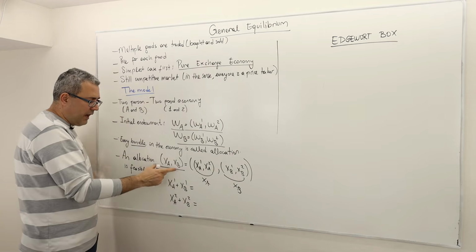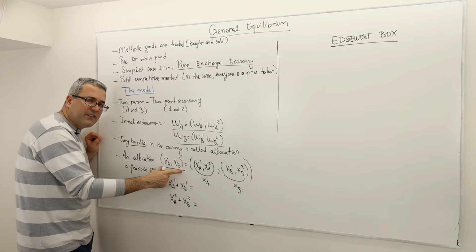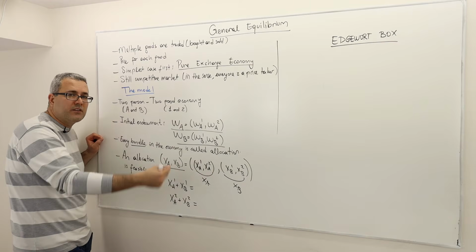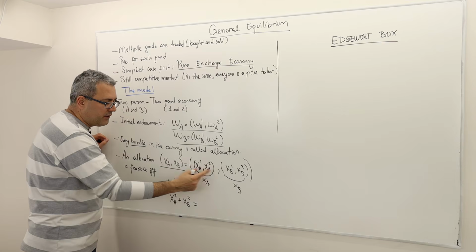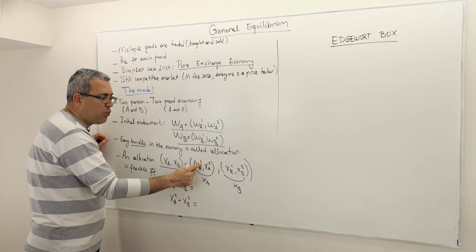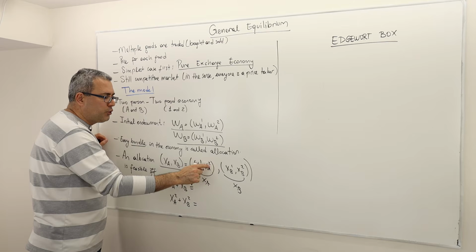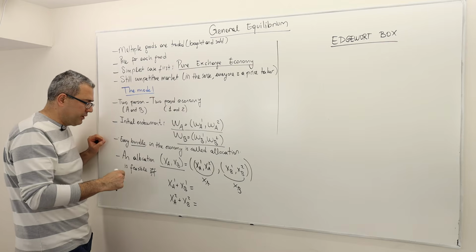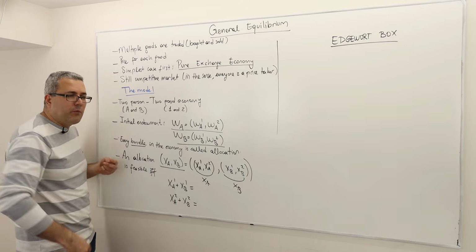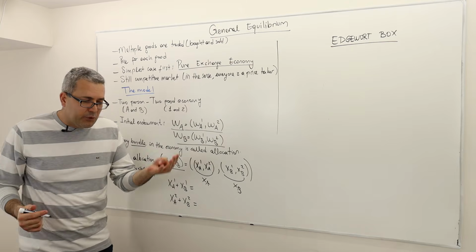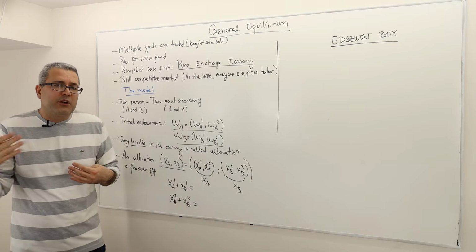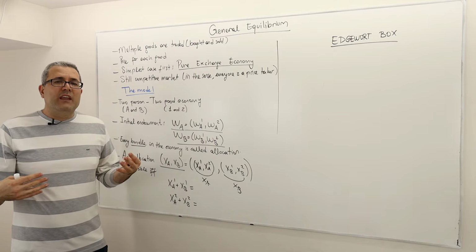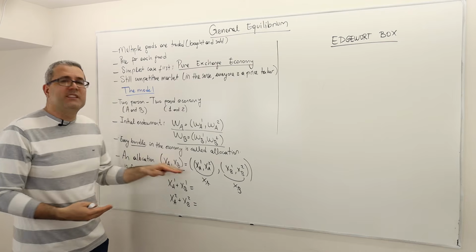So I represent an allocation as a vector, but don't forget, each component of this vector is a vector by itself. XA tells me how much of good 1 agent A consumes and how much of good 2 agent A consumes. Symmetrically, these are agent B's consumption. Here the initial endowment is like person A brings some apples and bananas, and person B brings some apples and bananas. They may or may not trade. If they trade, they end up with some allocation.